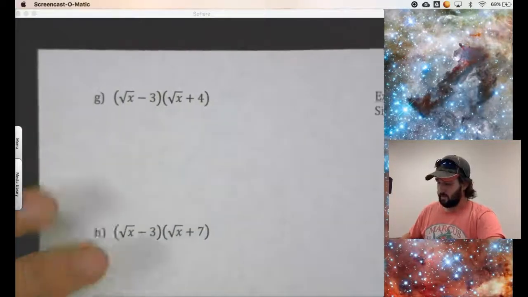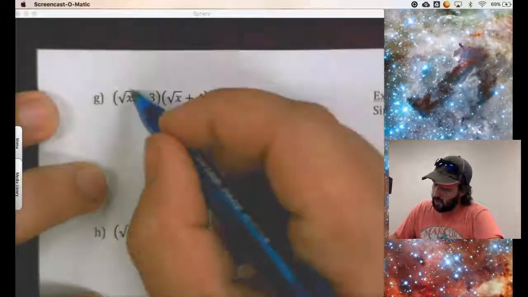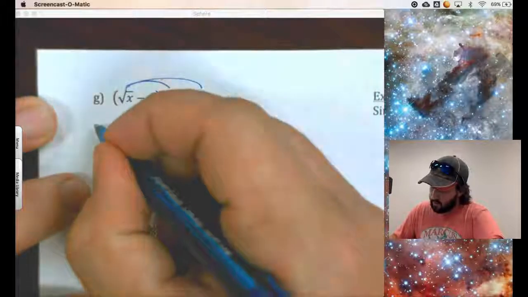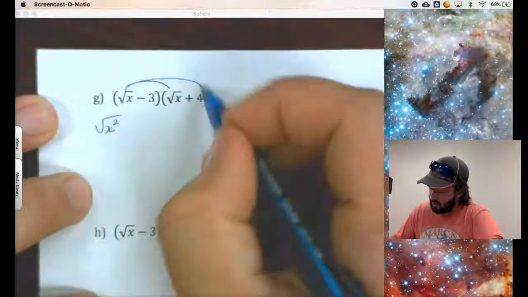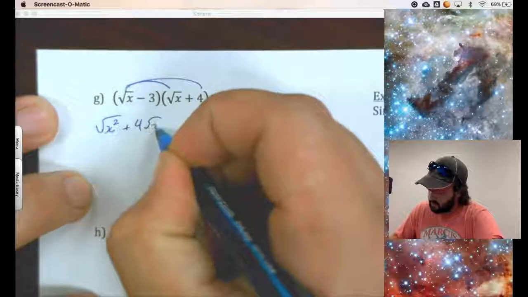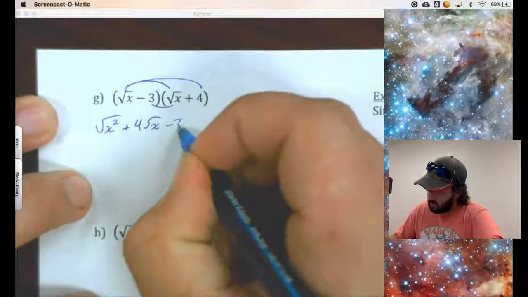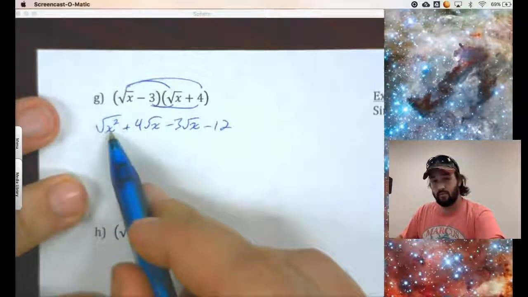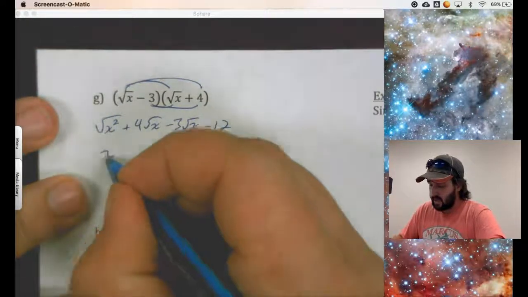Still multiplying. So here, it's going to get a little bit funky, but I'm just distributing everything to everything. So square root of x times square root of x, this is square root of x squared, and then plus 4 root x minus 3 root x, and then minus 12. So now the square root of x squared, remember that can be just x.